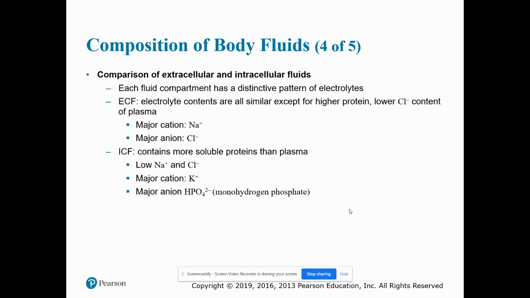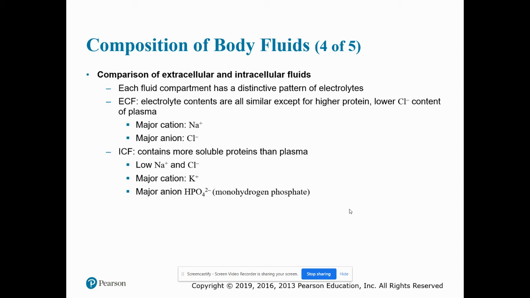With extracellular fluid, the electrolyte contents are all similar except for higher protein and lower chloride content of plasma. The major cation is going to be sodium, and the major anion is going to be chloride. And remember, cations are ions with positive charge, and anions are ions with negative charge.